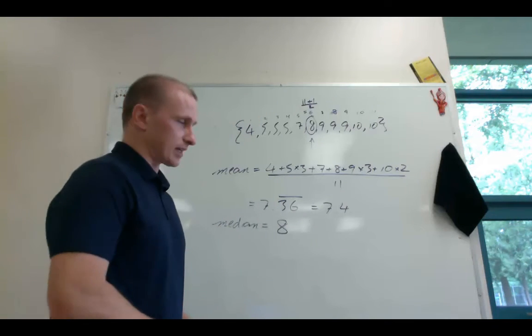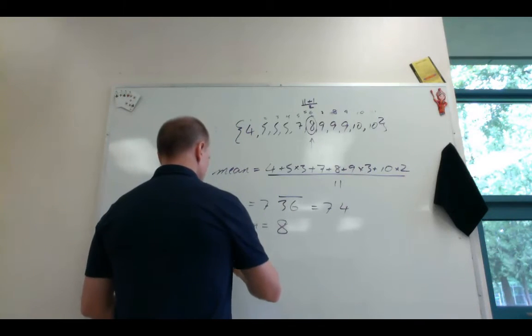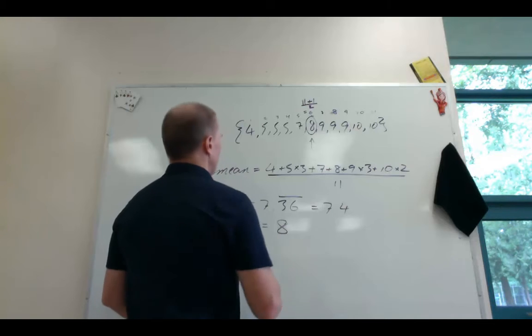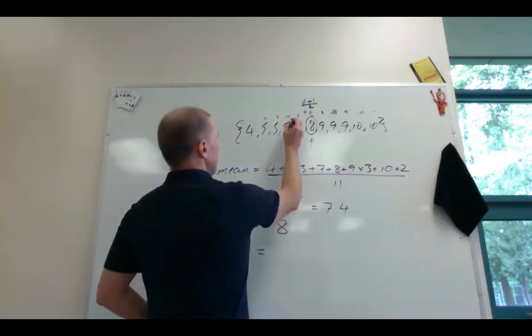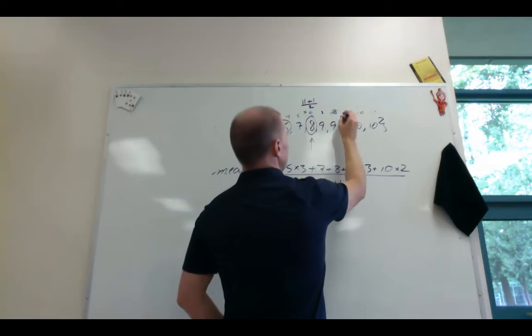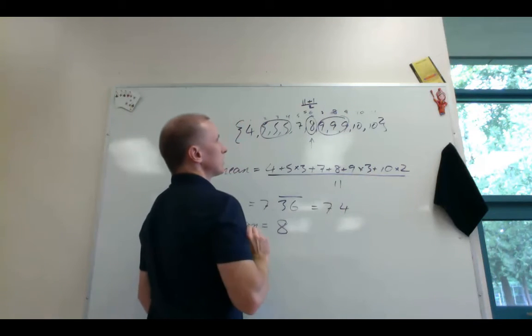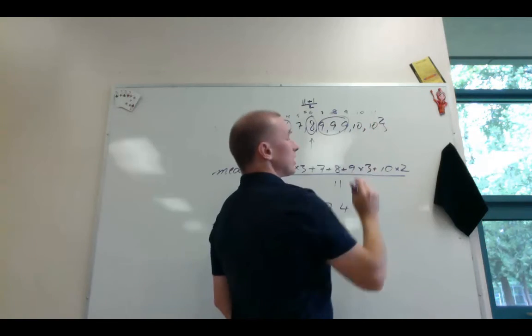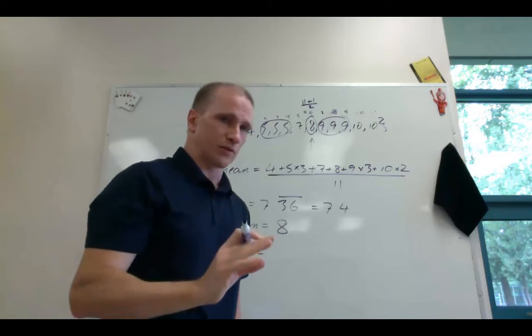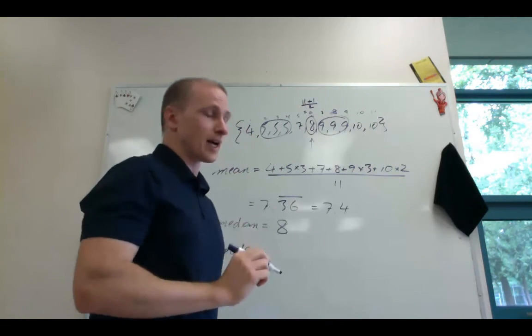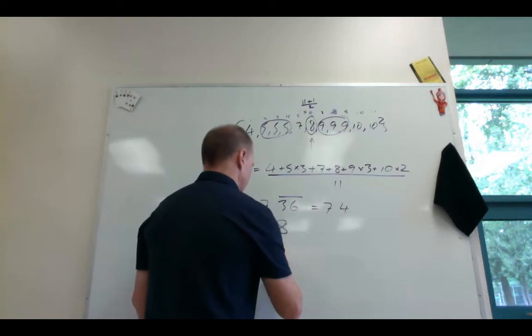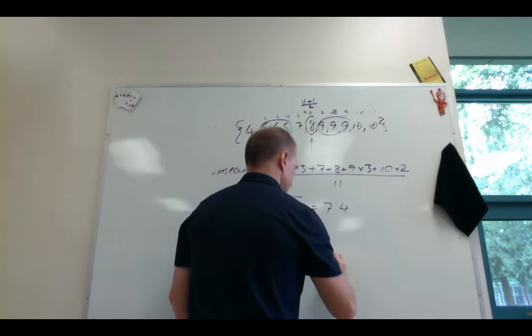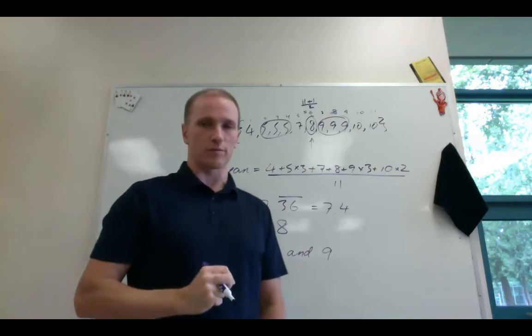And then finally, as far as the mode goes, I notice that we have 3 5s and we have 3 9s. We only have 1 4, 1 7, 1 8, and 2 10s. So the most frequently occurring data are 5 and 9. Those are the two that are the most frequent.